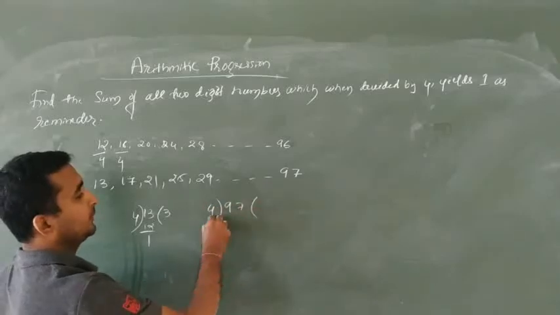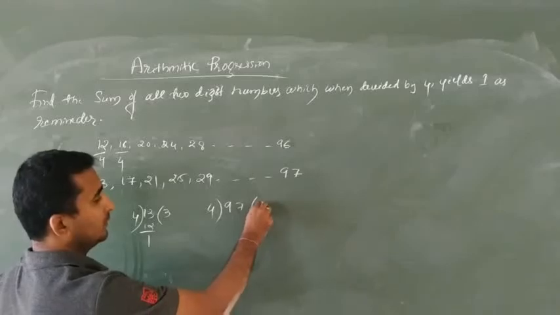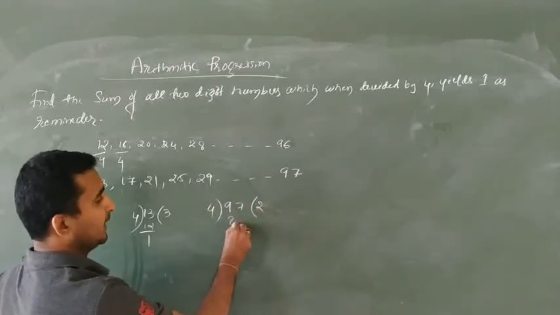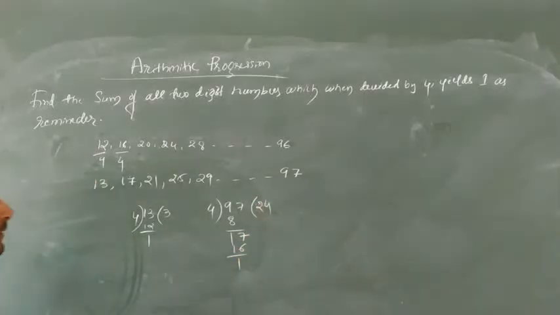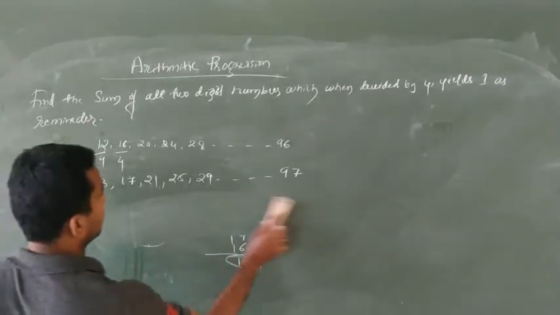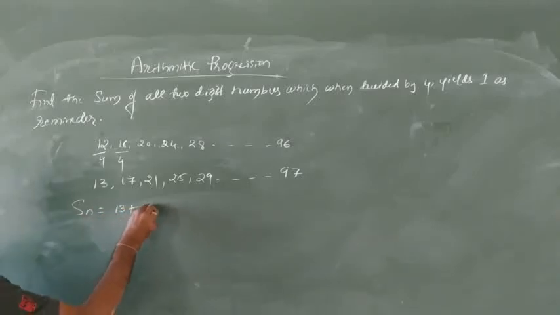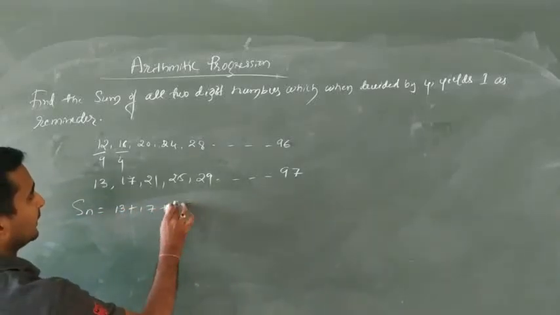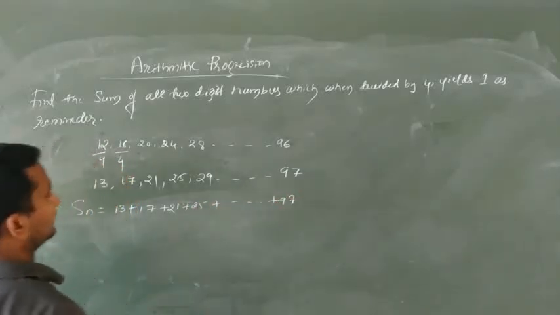If I divide by 4, four 2s are 8, the remainder is 1, again four 4s are 16, the remainder is 1. Okay, so here I get the remainder as 1. So the numbers are 13, 17. We have to find the sum of all the two-digit numbers. It means S_n is equal to 13 plus 17 plus 21 plus 25 plus up to 97.